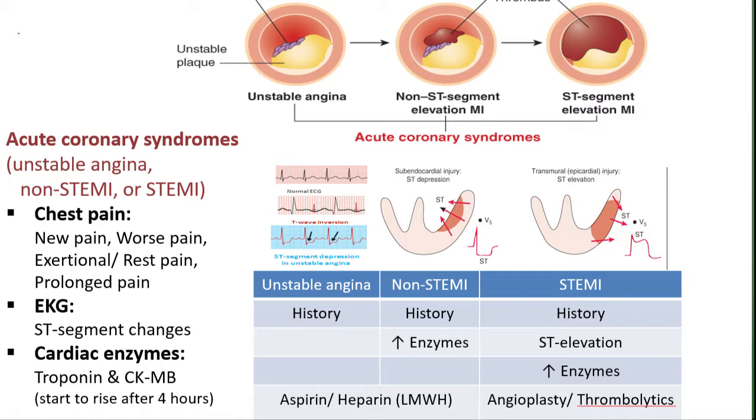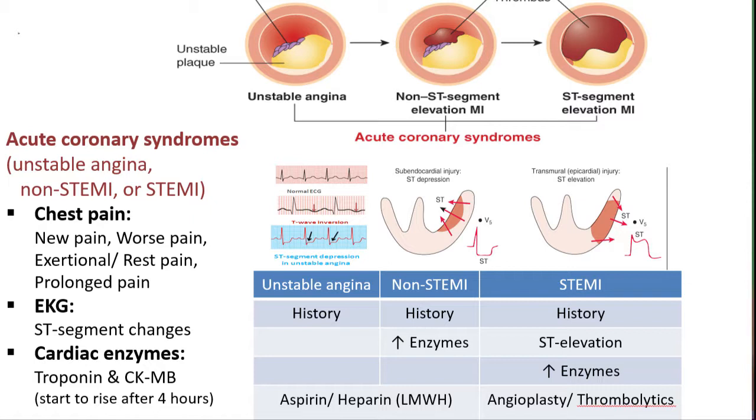These are the EKG findings in unstable angina. How to diagnose? STEMI, ST segment elevation myocardial infarction, or non-STEMI, or unstable angina. Always remember, unstable angina is a history diagnosis. Unstable angina is a diagnosis by the story. Non-STEMI, you have the story and you have elevated enzymes. STEMI, you have everything. You have the story, new pain, rest pain, worse pain, prolonged pain. You have ST segment elevation and you have elevated enzymes.